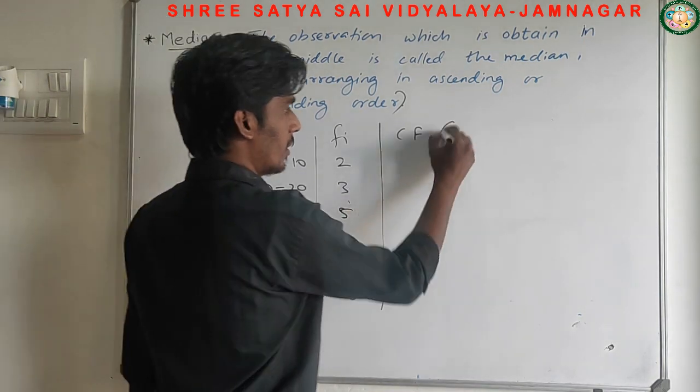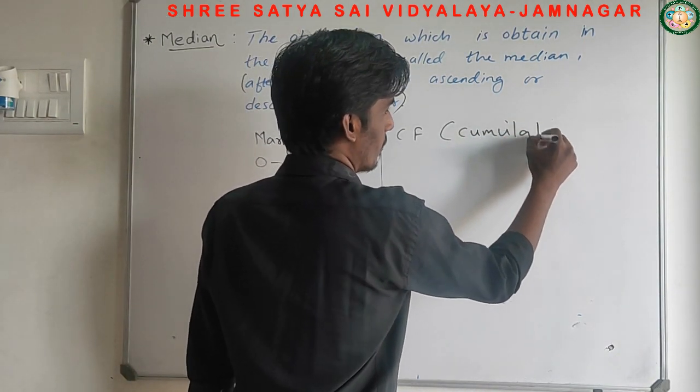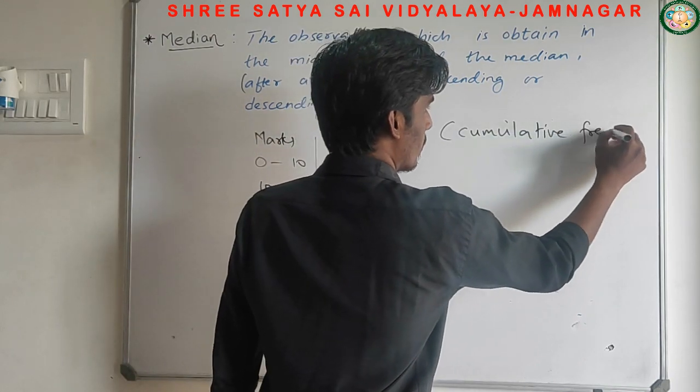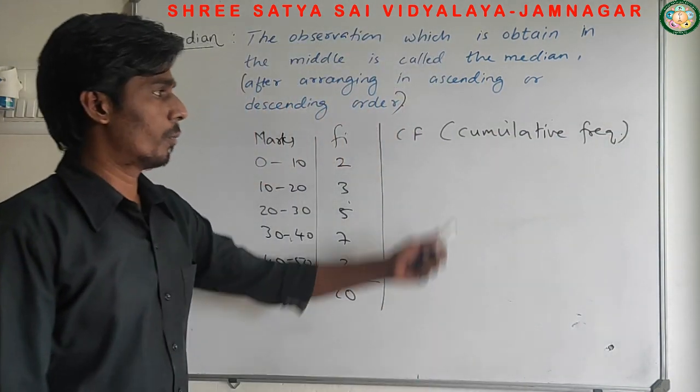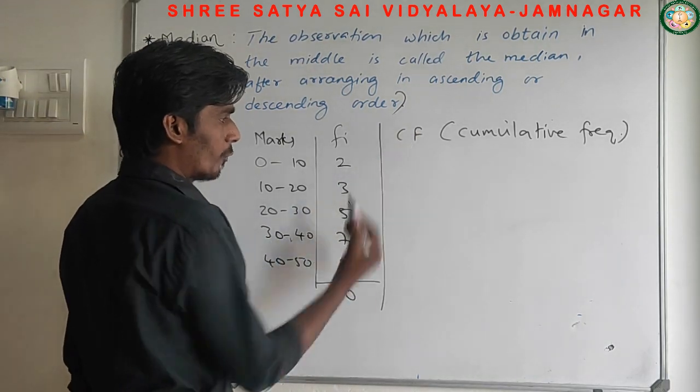CF. Its full form is cumulative frequency. Cumulative frequency means all together. Let me show you. So how to find CF?